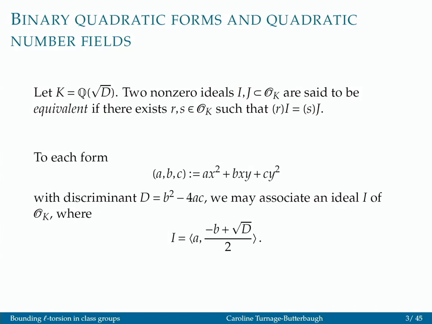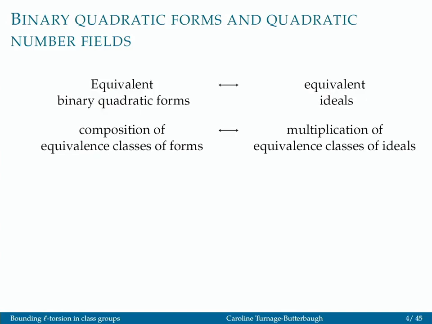So to each binary quadratic form that I had given on the previous slide, one can associate an ideal of OK in the following manner. And this association is very strong. For example, an equivalent binary quadratic form corresponds to equivalent ideals. And the group action, this Gauss composition, corresponds to the multiplication of the equivalence classes of ideals.